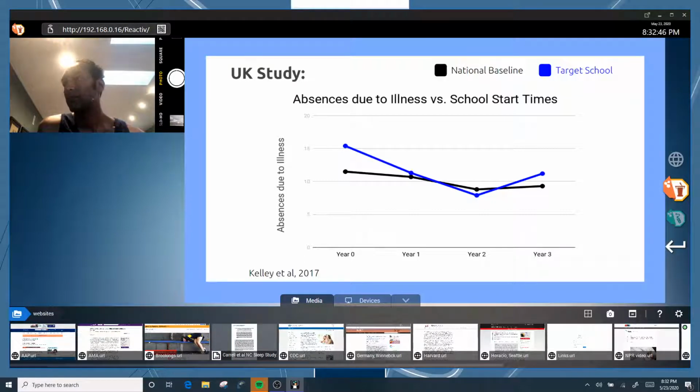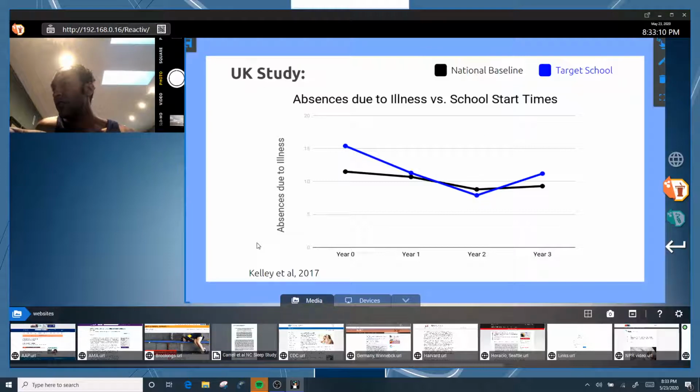As you can see, there was a significant decrease in absences due to illness. And in year 3, the school had to go back to its early start time because the region had a policy where they had to go back to have an 8:15 start time. So as you can see, there was more absences due to illness again.